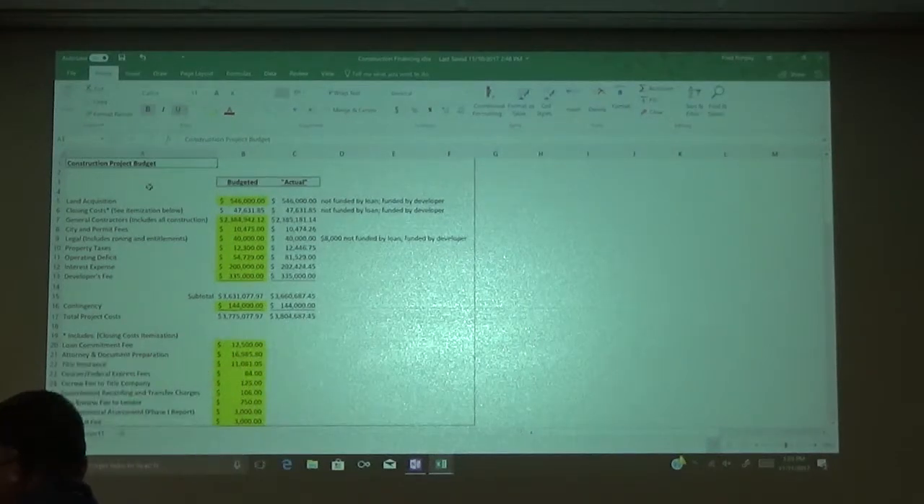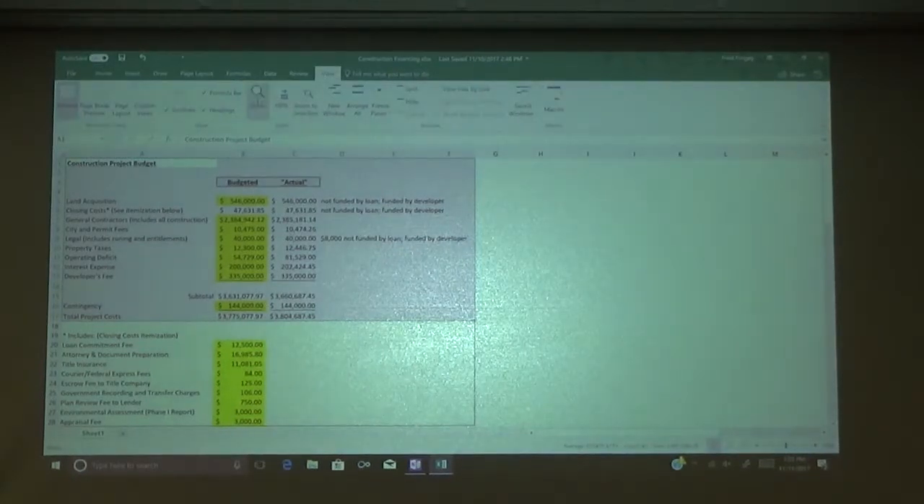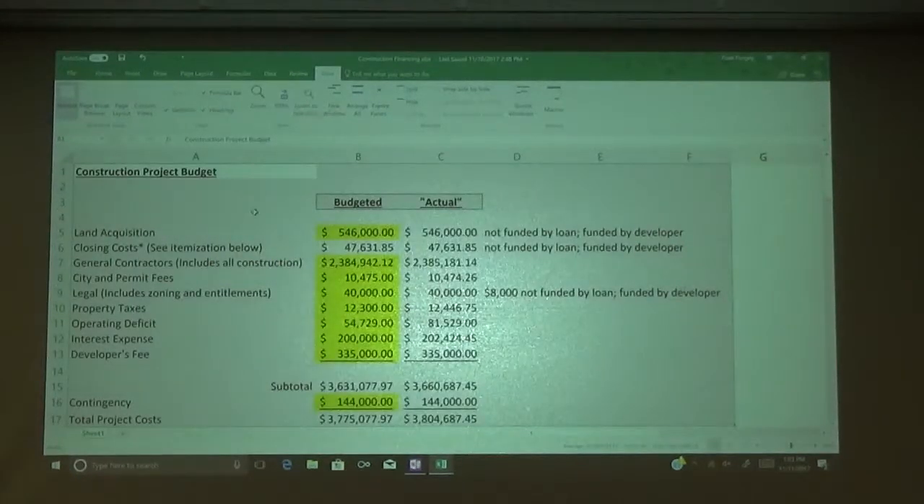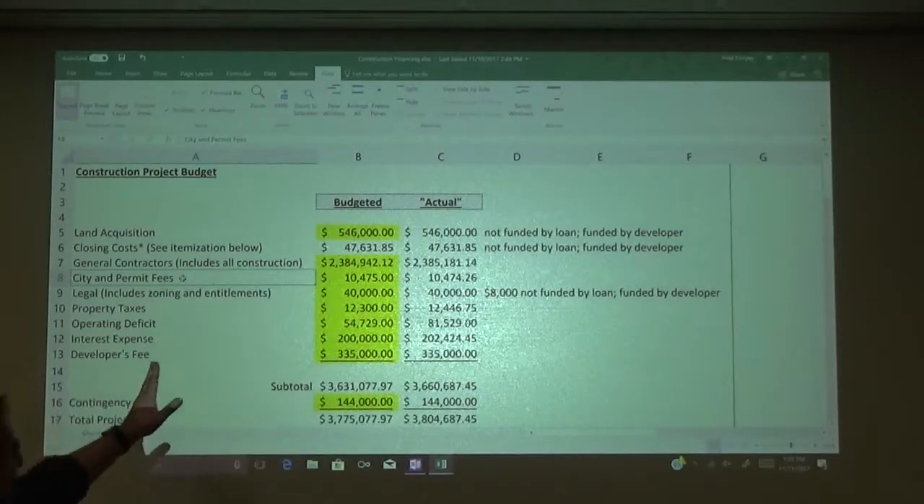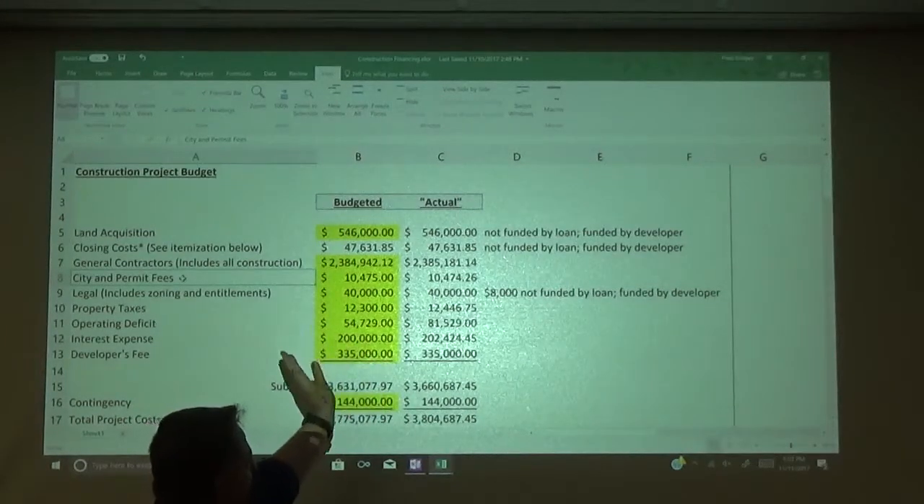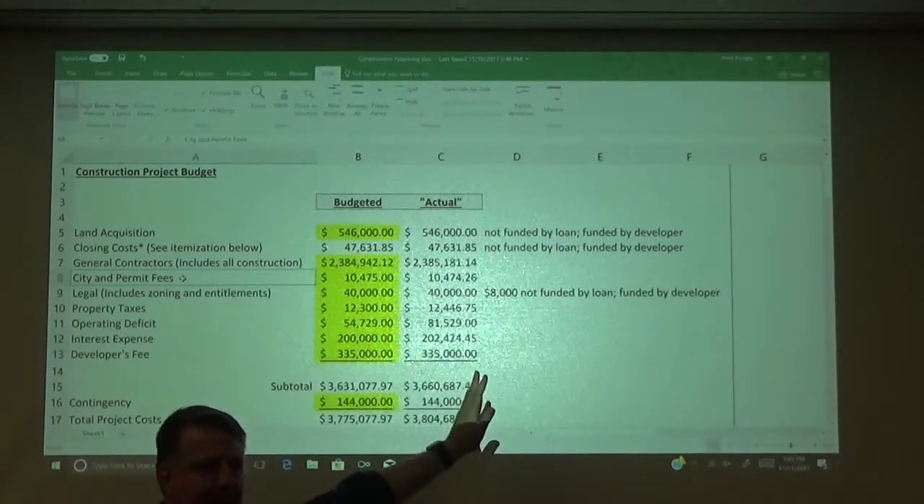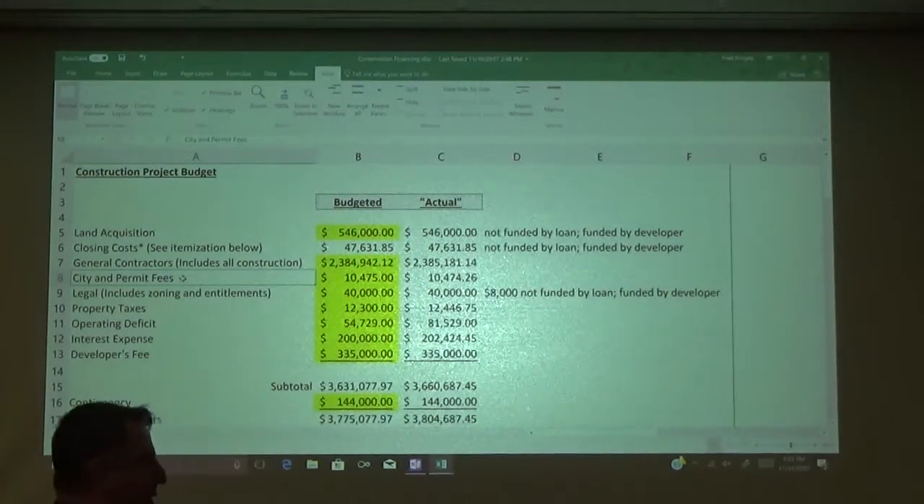In essence, they've set it up in such a way, and we'll blow this up a little on the screen so you can see it better as I'm pointing to it. They've put together this construction budget. The original budget, what was originally proposed, is over here on the left-hand side, and the actual expenses after the construction was done are over here on the right-hand side, which are pulled off of the spreadsheets down below.